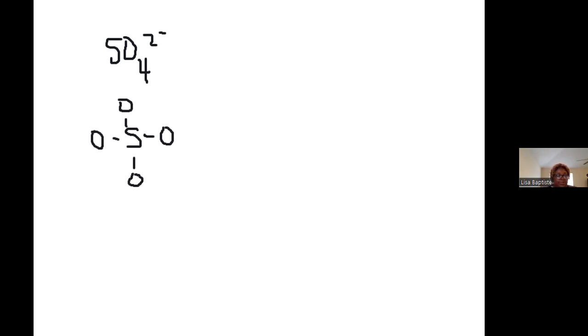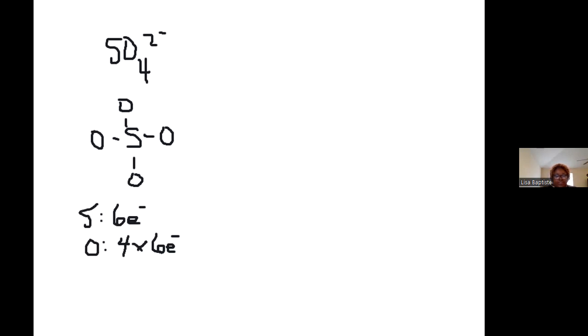The next thing we're going to do is the number of valence electrons. So sulfur is in group 6A, so it is 6 electrons. Oxygen is also in group 6A, and there are 4 of them, so it's 4 times 6 electrons. And then we have this -2 charge.